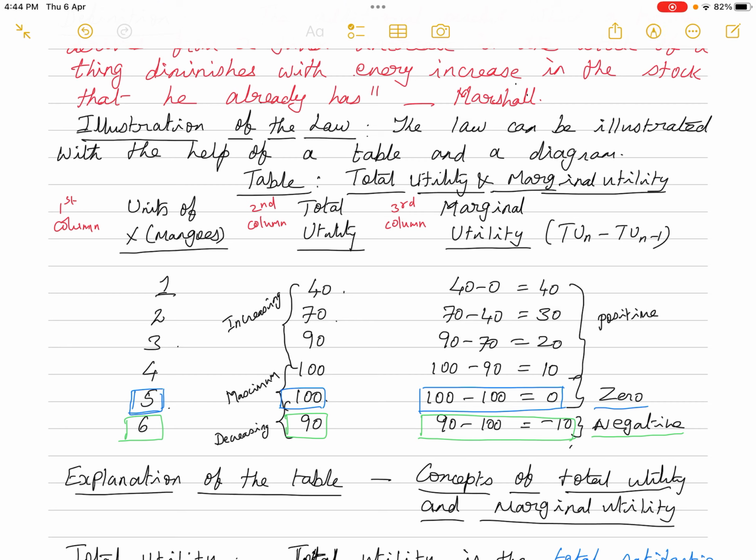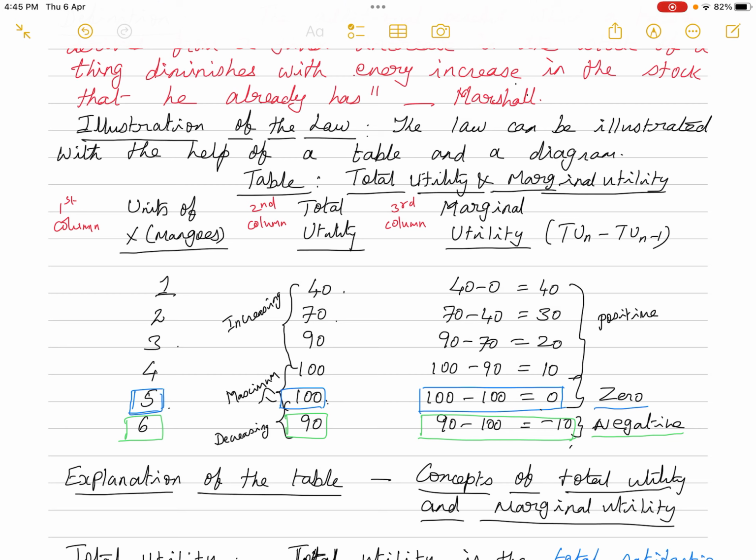The total satisfaction is remaining the same at 100. So the total satisfaction becomes constant, and that is the maximum satisfaction being derived. So at the fifth unit it is becoming maximum, and marginal satisfaction is becoming 0. So 100 minus 100. Fifth unit also 100 utils of satisfaction, fourth unit also 100 utils of satisfaction.